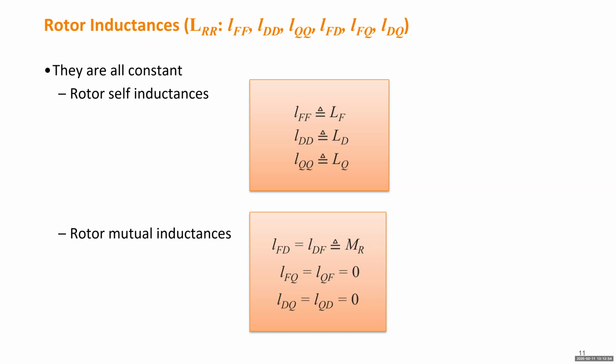This is also a mutual inductance, but because the field winding and the damper winding in the Q axis are pointing in different directions, the inner product of the two numbers of turns will always be 0. So this one is always 0. That is also always 0 because the two windings are orthogonal to each other. Finally, that gray block will be very simple. The diagonal elements will be constant, and the off-diagonal elements only have one that is not 0.